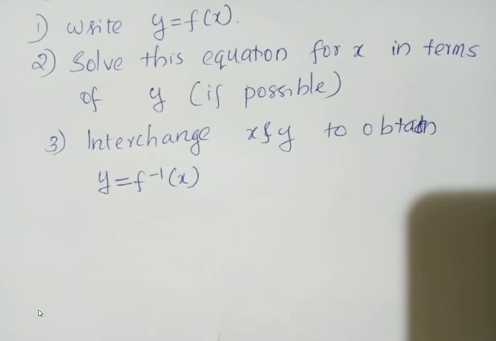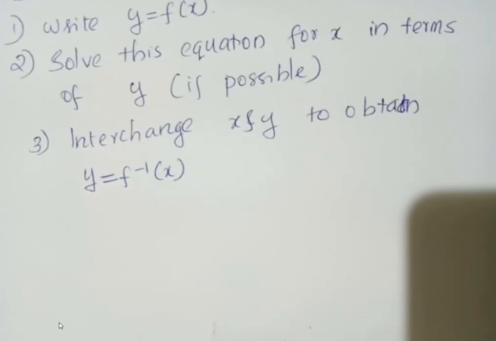So first one is write y equal to f of x. Second one is solve this equation for x in terms of y if it is possible. And the third one is interchange x and y to obtain y equal to f inverse x. We can also interchange the second and third guidelines. First, write y equal to f of x. Second, interchange x and y. And the third one is solve this equation for y. So I'm following these guidelines.